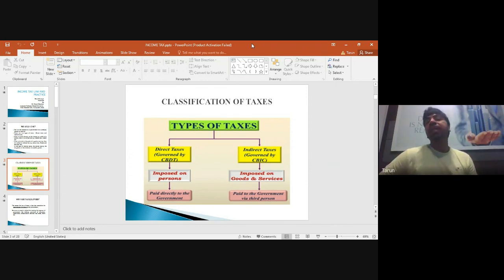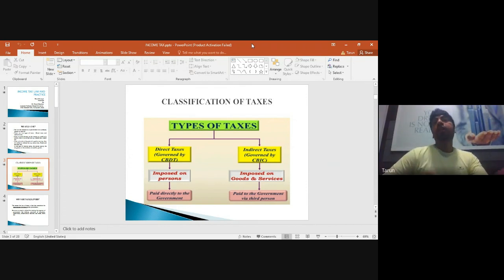Let's proceed to the next one. The next term is indirect taxes, which is governed by the Central Board of Indirect Taxes and Customs, right? And such taxes are imposed on goods and services only. As I said, if you go for a movie and you have to pay a tax on it, which is called GST tax in the form of entertainment, right?